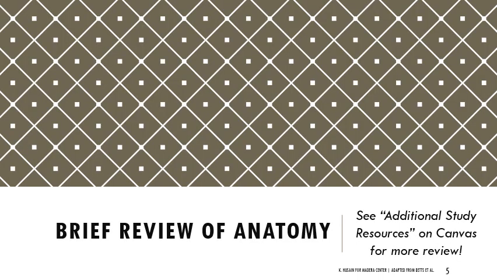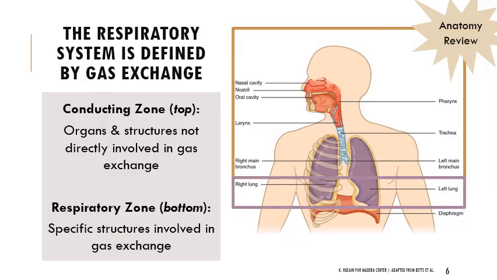I did want to do a quick review of anatomy, nothing in depth, just in case it's been a while since you took your anatomy class, focusing on the respiratory system. So there's a couple of different anatomical and physiological zones. There's the conducting zone, which are the organs and structures not directly involved in gas exchange. These are things like the nasal and oral cavities, the pharynx, the larynx, and the trachea, as well as the top of the bronchi. There's also the respiratory zone, which are the specific structures involved in gas exchange, so the alveoli and the respiratory bronchioles.